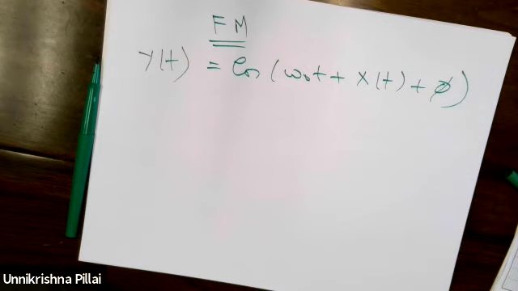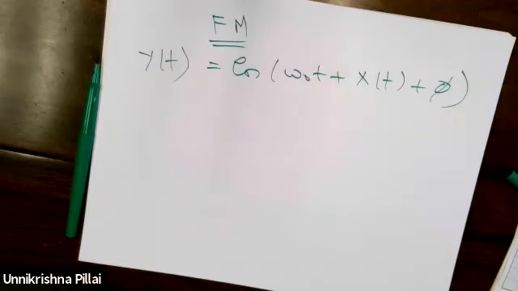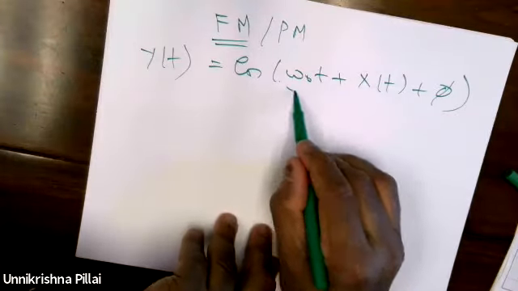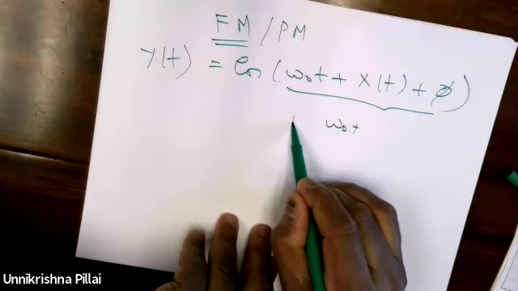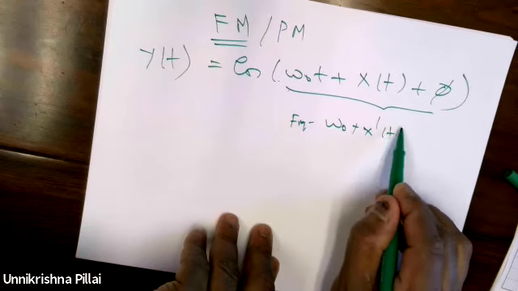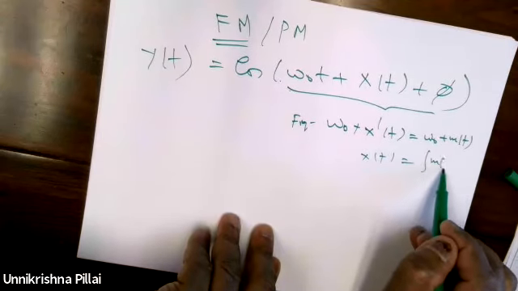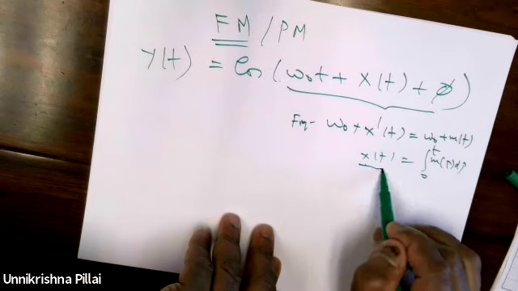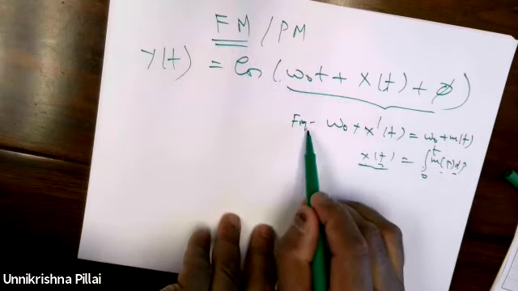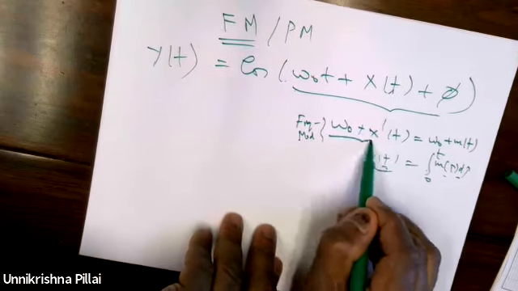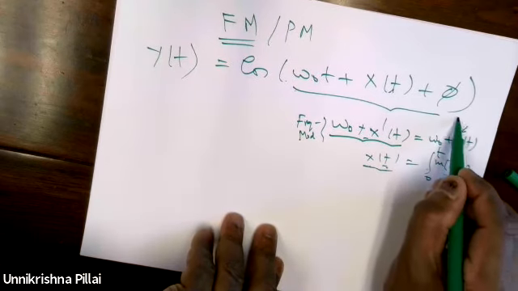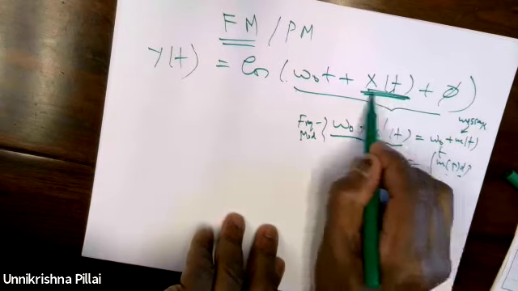So that's phase modulation, right? Or frequency modulation. I'm saying both are okay, because if it is frequency modulation, the instantaneous frequency is what? Omega naught plus X prime of t. So you want this to be proportional to the message, so X of t will be the integral of m(tau) d tau. If it is frequency modulation, then of course the instantaneous frequency should be proportional to the message. If it is phase modulation, this is the message itself.